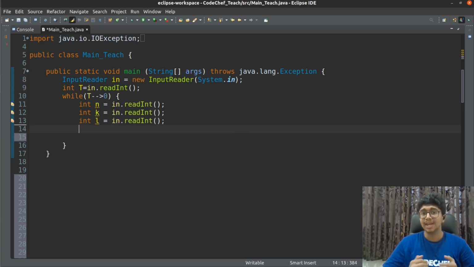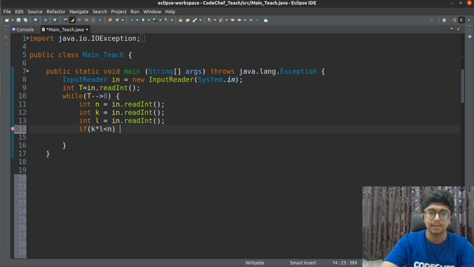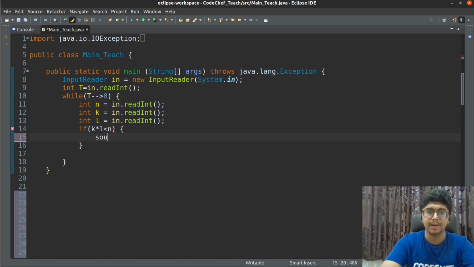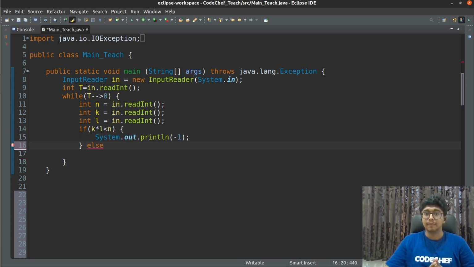Now we need to check if k into l is less than n. If it is so, we straight away print -1, right? So we just need to check that, okay, if k into l is less than n, then I need to print a negative 1, right? So let's just print out -1. But else, if this is not true, which means k into l is greater than or equal to n, then you need to check for that k equal to 1 condition, right?